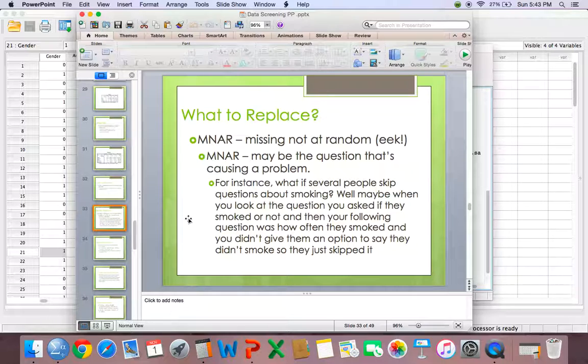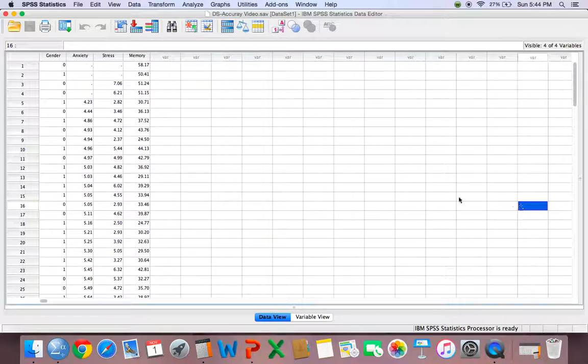Now, you want to replace data that is missing completely at random, but you do not want to replace people who are missing not at random, because then you are just making up their data when they purposely left it blank.